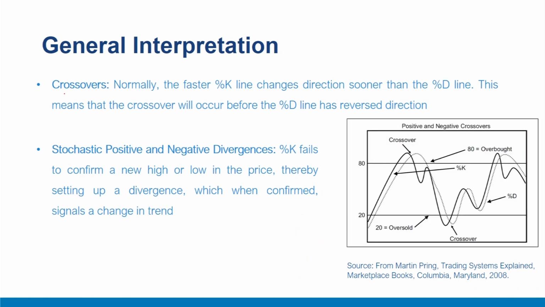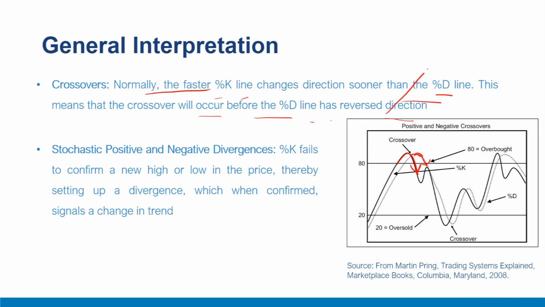Talking about crossovers here, normally the faster percent K line changes direction sooner than the percent D line because percent D is a moving average of percent K. This means that the crossover will occur before the percent D line has reversed direction. For example, here the crossover is occurring. So the percent K line is crossing the percent D line, which is slower, indicating some kind of reversal, but a more confirmatory signal comes from the slower percent D line itself when it turns direction.